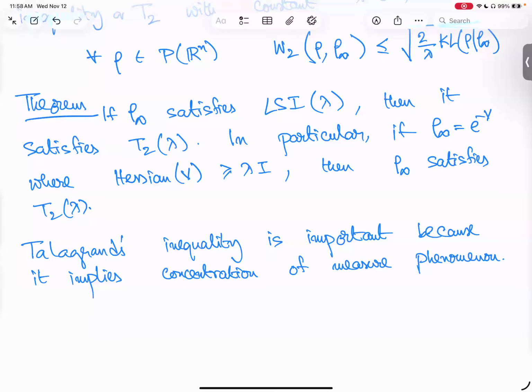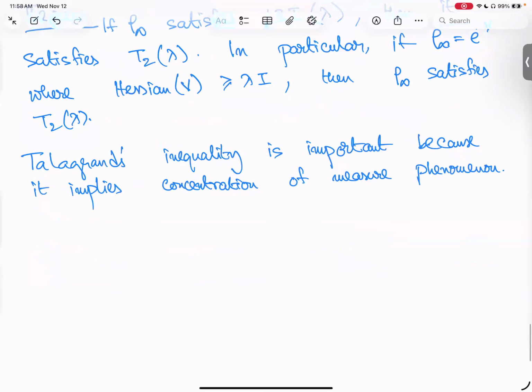Okay, you may have heard this word, concentration of measure. This is by now very widely used in every single area of applications of probability, or even in pure mathematics. What it says is the following phenomenon, which is true for many probability measures in high dimensions. So this is a property of probability measures in high dimensions.